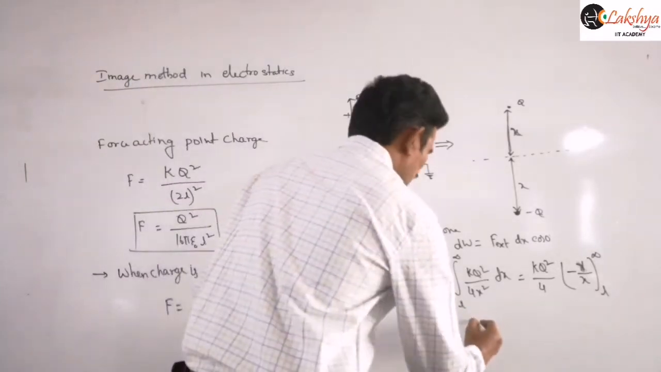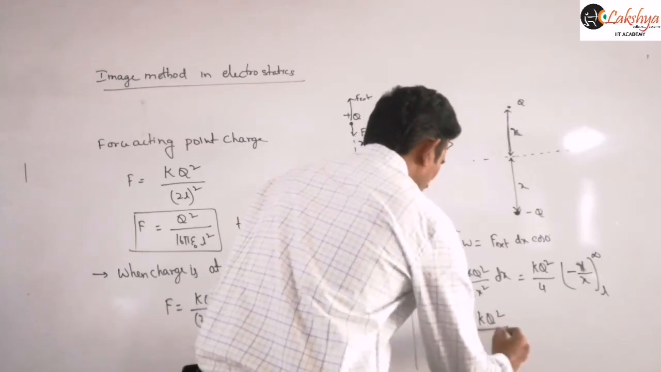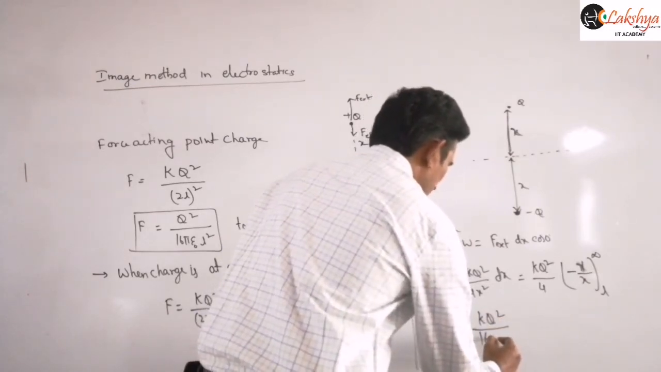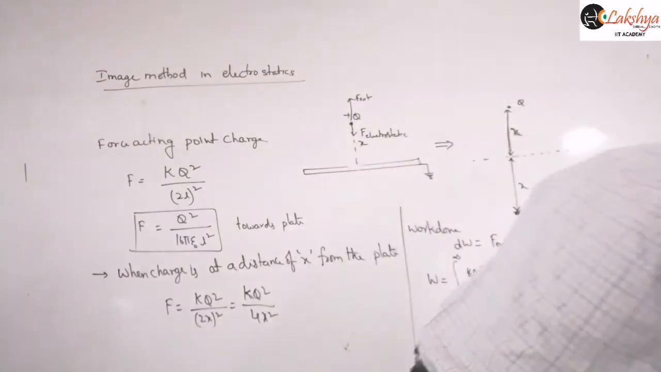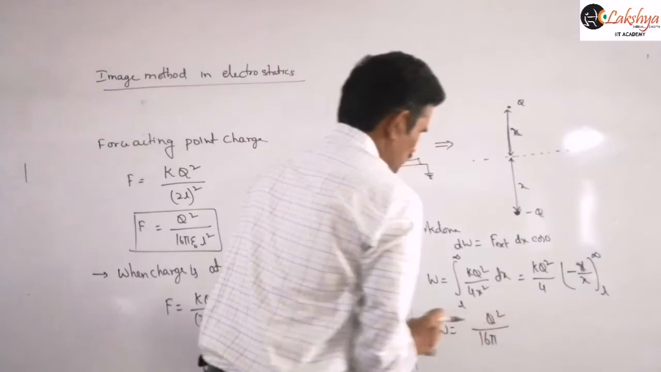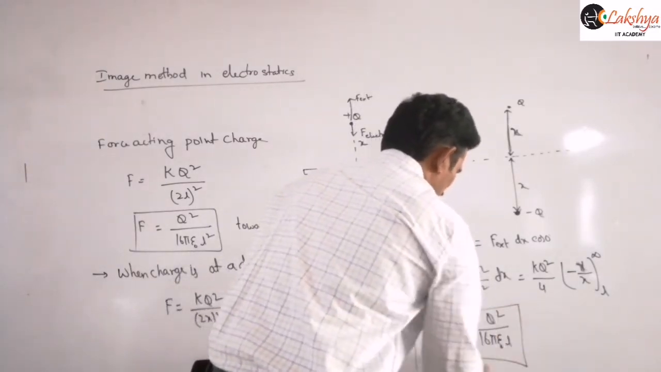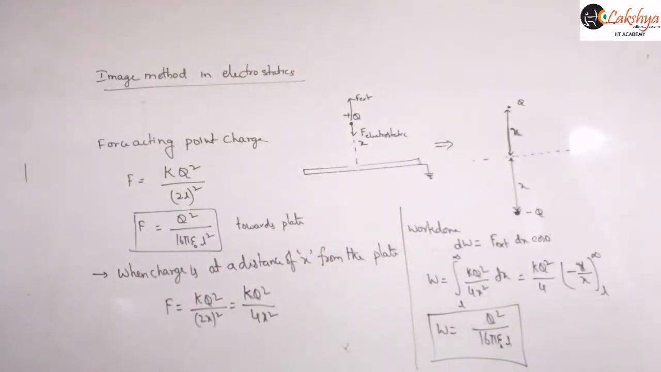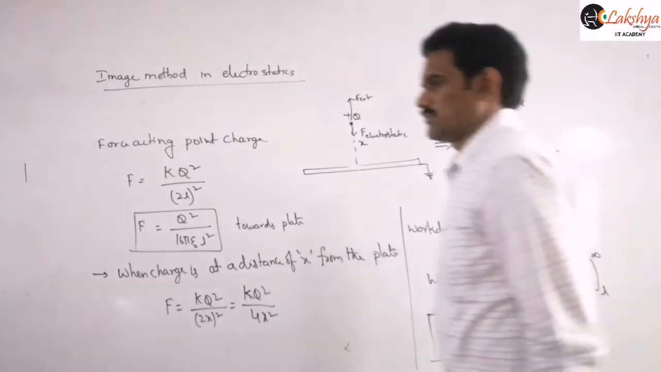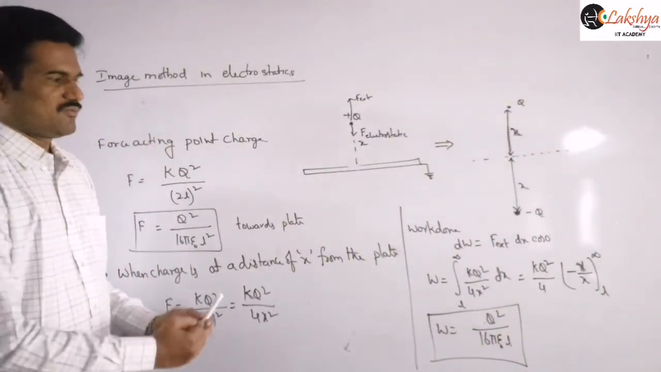And so its value will be kq square by 4L, and substituting the k value, it will be q square by 16 pi epsilon naught into L, right? So that will be the work done here. Work done in displacing the charge slowly from L to infinity.